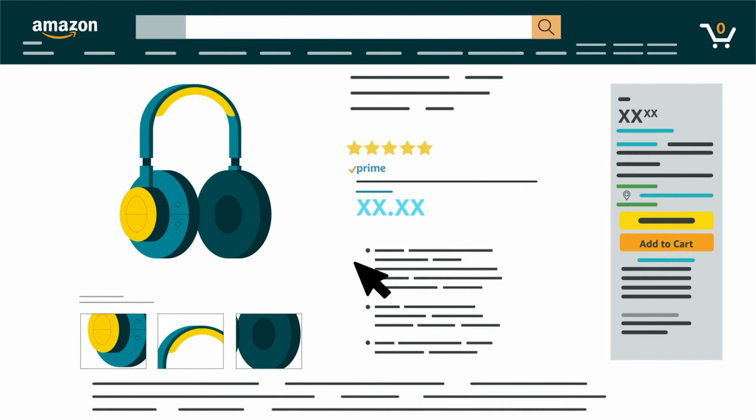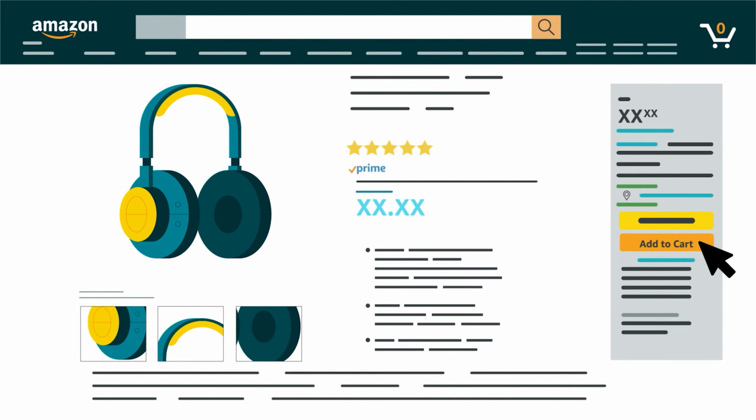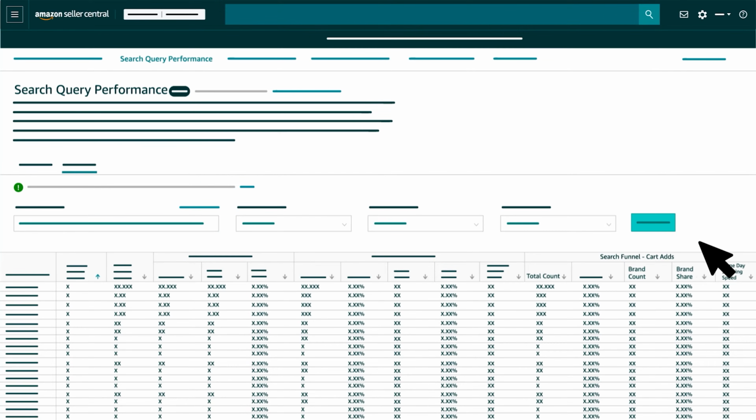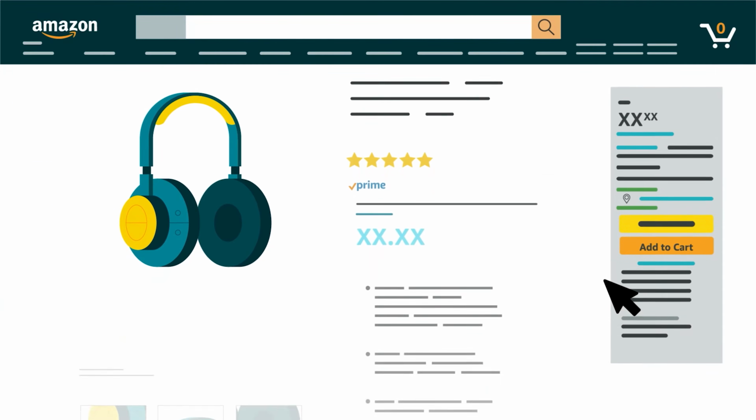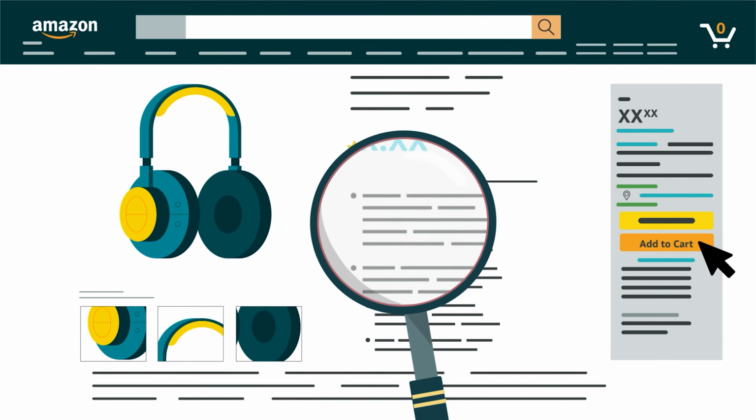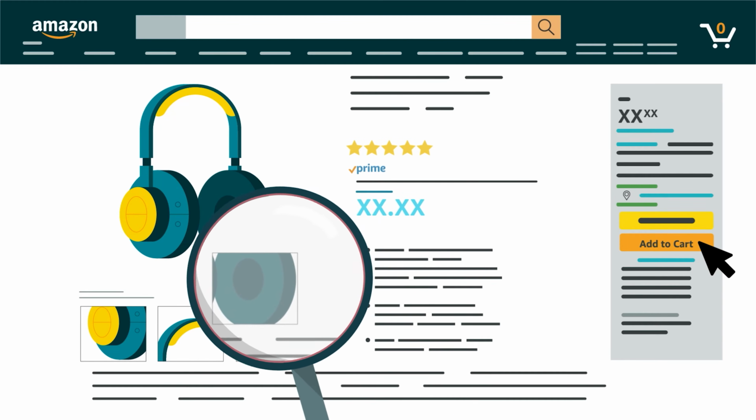Cart adds is the number of times that customers used a query, clicked a product, then used the Add to Cart button on the product's detail page to put it in their cart for purchase later. Like with clicks, we provide a total count, brand count, and brand share for cart adds, as well as a column for same-day shipping speed. We also provide a cart add rate, which is the percentage of time customers clicked the Add to Cart button after viewing a product detail page.